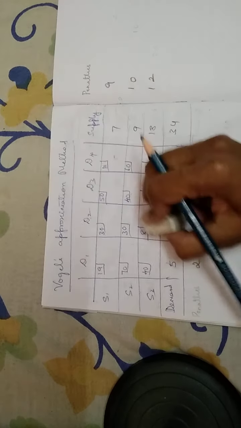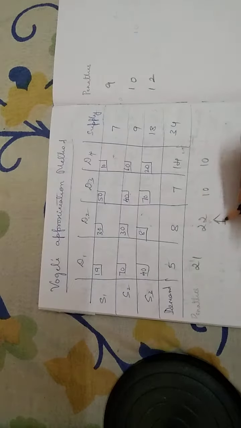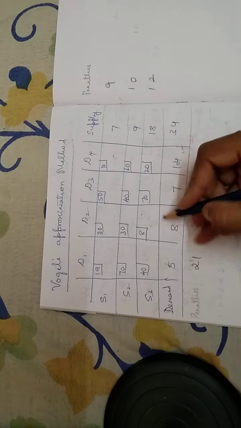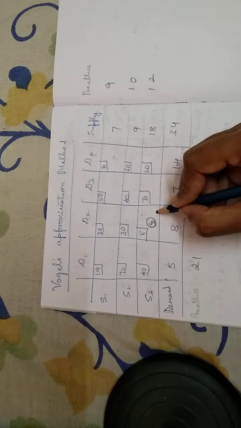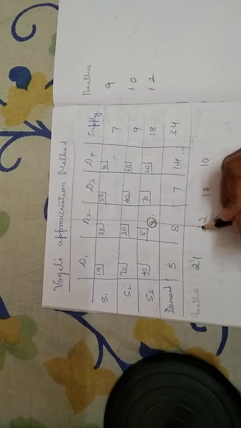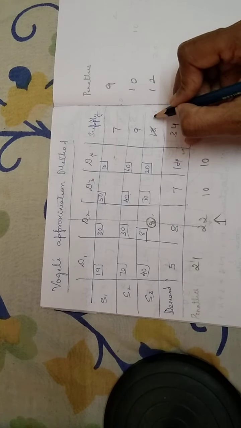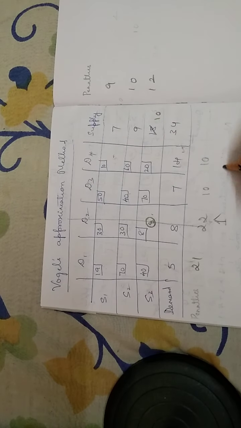Under the maximum penalty, you will have to look for the least cost. 8 is the least cost, so I make the allocation here. 8 and 18 I compare, and 8 is what I get. So I will be able to cancel out this particular column. I'm left with only 10 supply here.